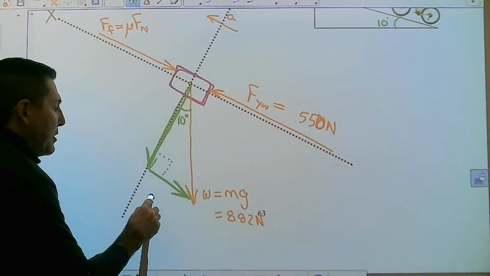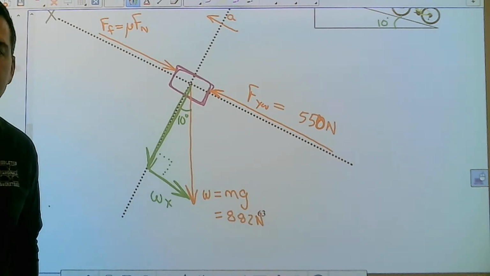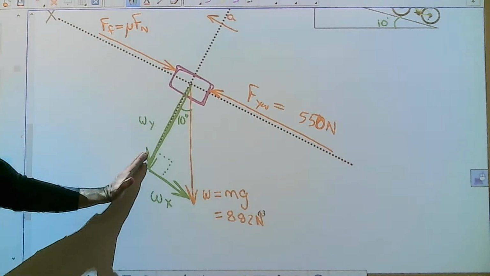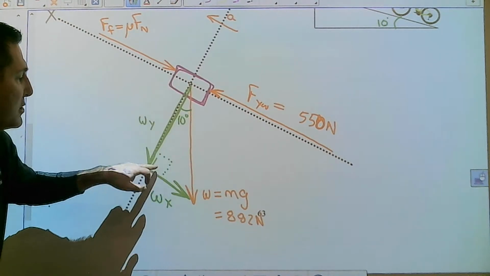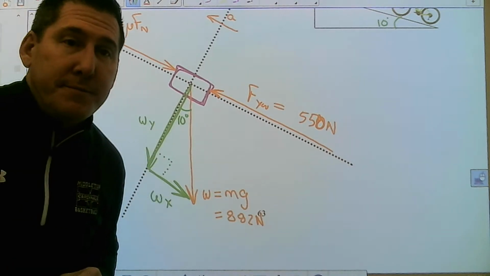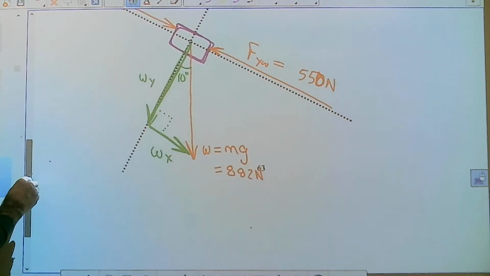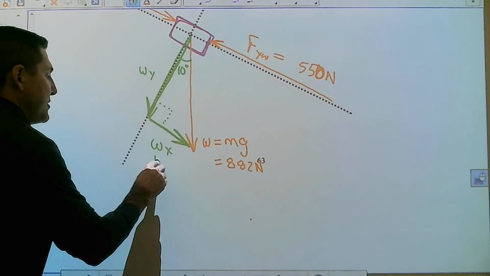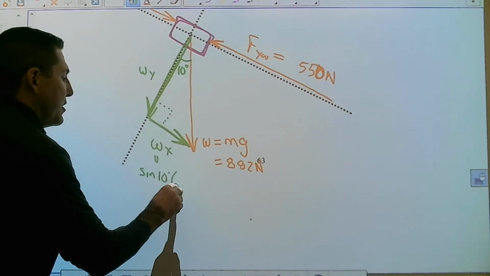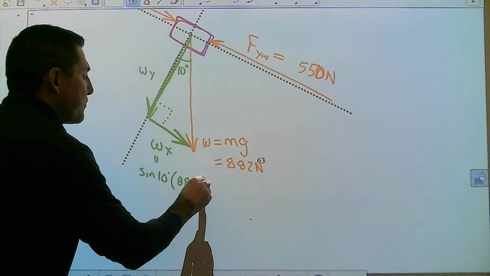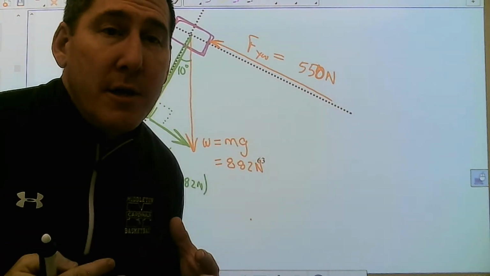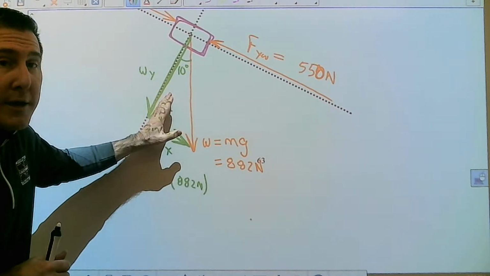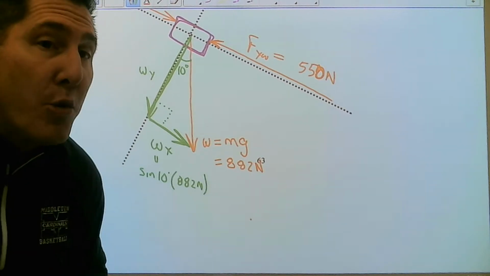So that's 10 degrees. I'm going to call this my x component of the weight, W sub x, because it's in my x direction. And I'm going to call this one my y component of the weight, because it's the component in the y direction. And again, the components by definition make up the right triangle. So I can find these using sine and cosine. W sub x is the opposite side of 10 degrees. Opposite side is the sine, so I take the sine of 10 degrees times the hypotenuse. Now a lot of times we associate sine with y and cosine with x, and that's like when you're doing unit circle and stuff, but not with right triangles. Sine is for the opposite side, the old SOHCAHTOA thing.